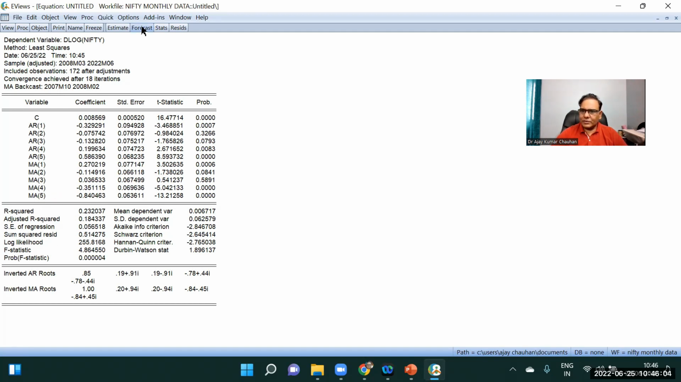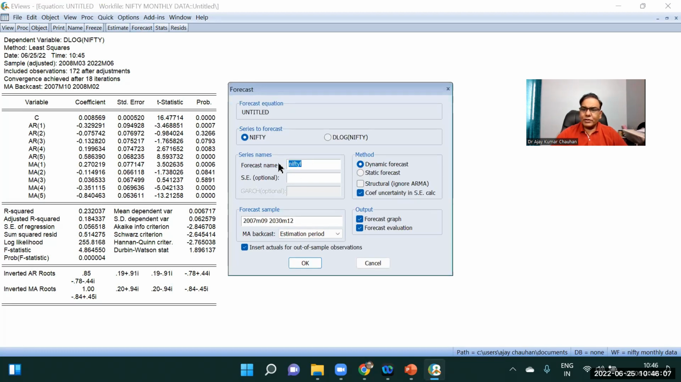The Nifty forecast, now I'm giving a new name, ARIMA forecasting. So I am doing the ARIMA forecasting. The forecasting sample must be in the future. Dynamic forecast. Static forecast gives you the next period value only. Dynamic forecast gives you the long-term value. We don't want actual information in the series. So we are using this forecasting sample, doing the ARIMA forecasting.